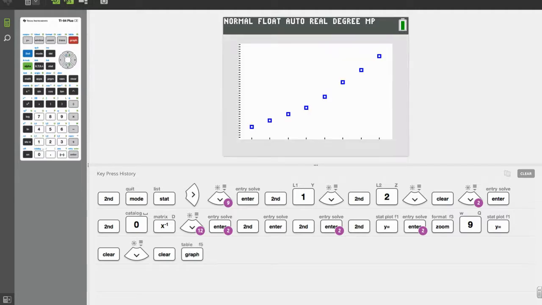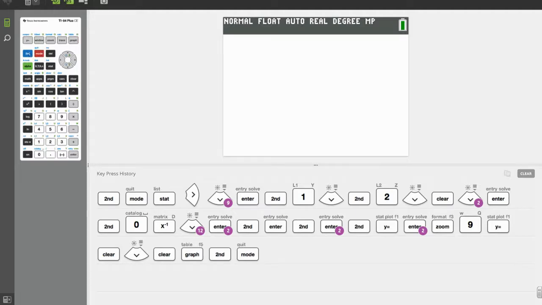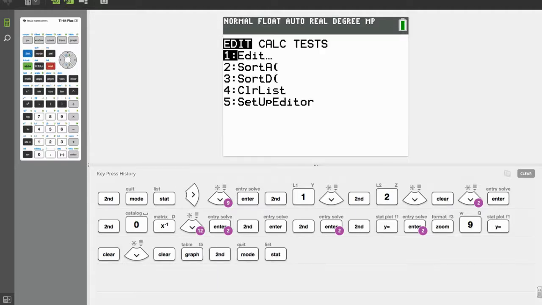Let's go back to the graph. Again, that's our data. Now, if we put our model in, we should see that it almost hits every point perfectly. So we're going to quit out of here. I'm going to go back to my model.